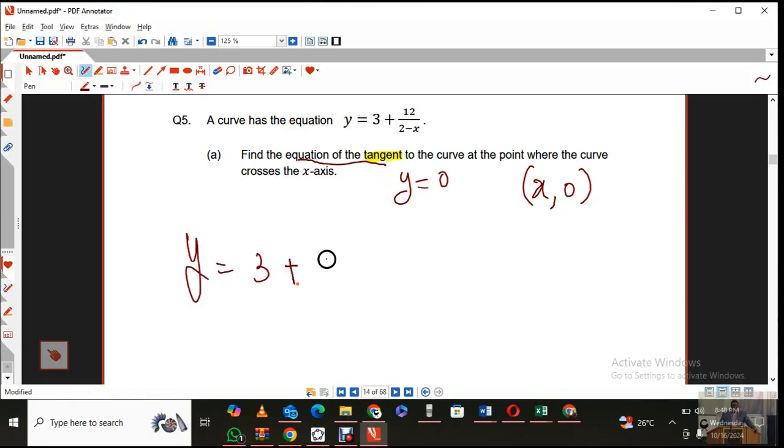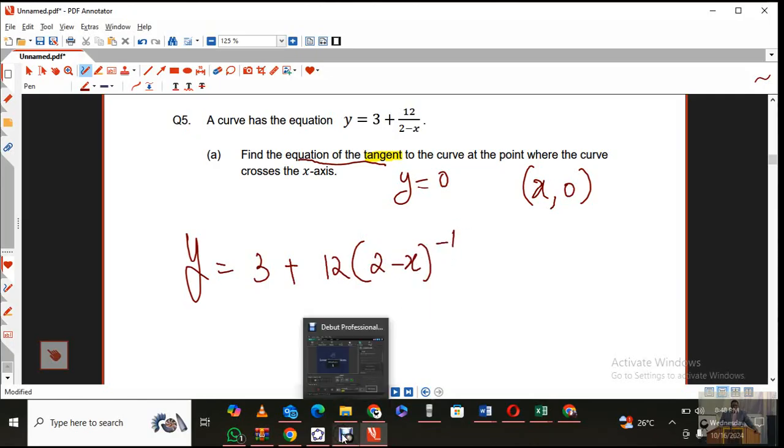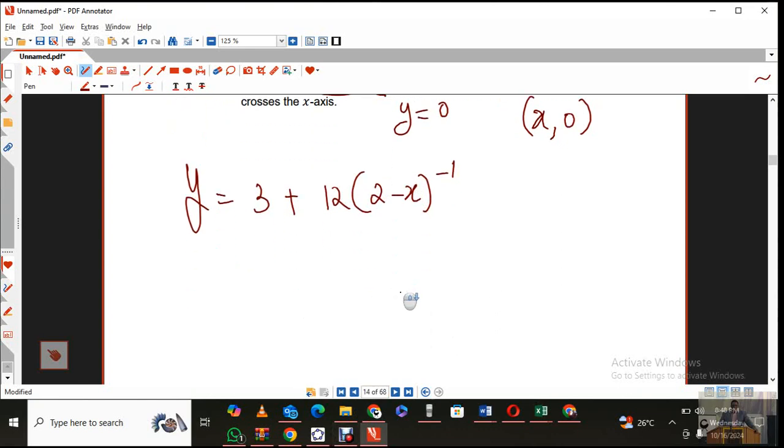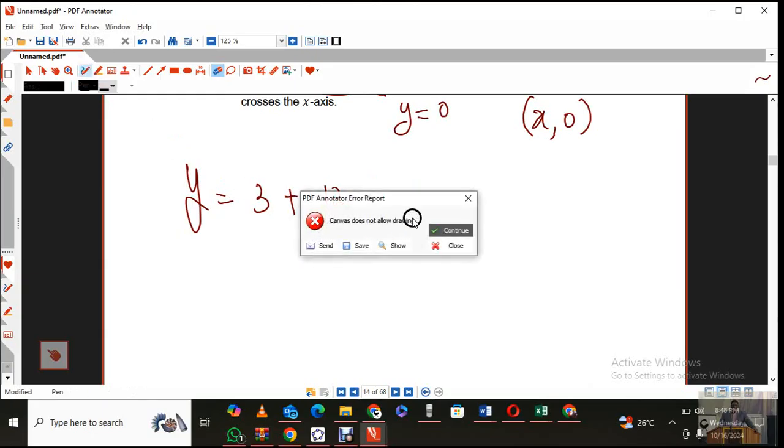So it's 3 plus 12, and then I have the 2 minus x over here, all raised to the power of negative 1. So you should be able to derive this from here on. So dy/dx, the derivative of this. In fact, before I find the derivative, it's very important for you to realize something about this function. There was no need for me to do that. I could have still left that function in its original state.